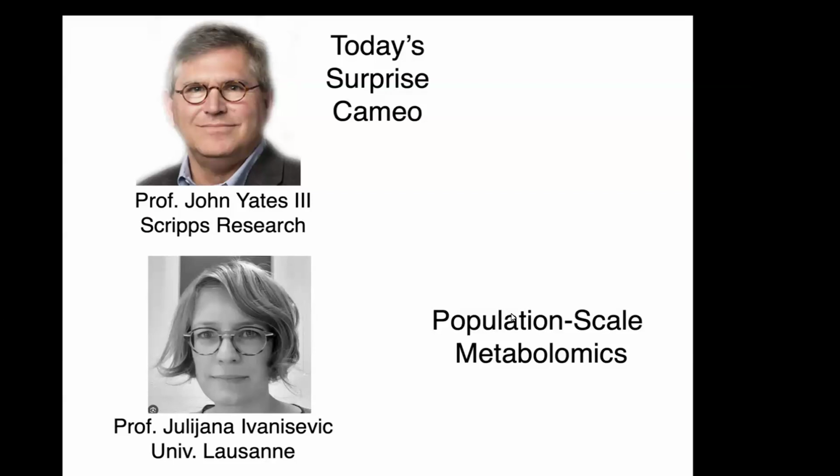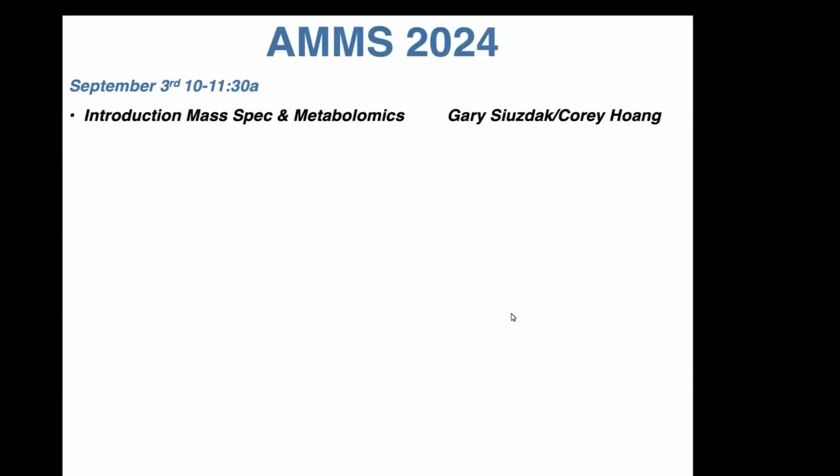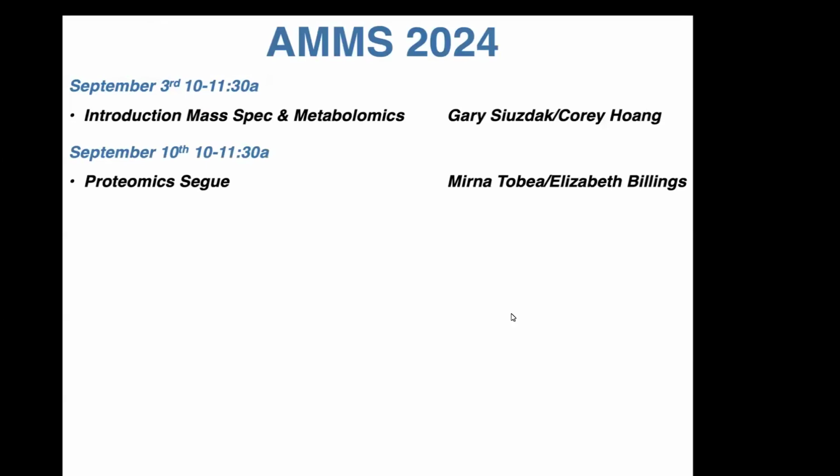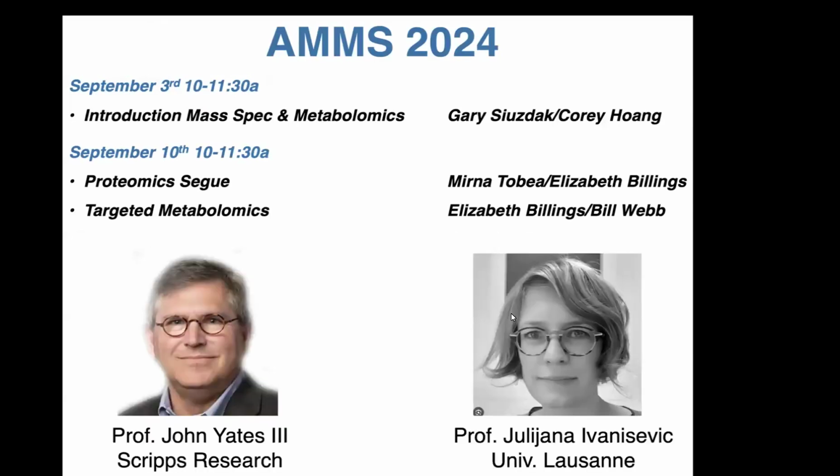So I was really happy that John agreed to give this presentation, and he's another one of those hyperspeed presenters today. We're going to start off with the very basics of proteomics, and he's going to jump into how he is using proteomics to study disease mechanisms. Last week we went through a wide variety of things, including in-source fragmentation. This week, we're going to start off with a proteomics segue with Myrna and Elizabeth. And then we're going to further focus on targeted metabolomics, again from a fairly basic standpoint. This will be after John gives his presentation. And then we're going to end with Juliana's presentation on population scale metabolomics.